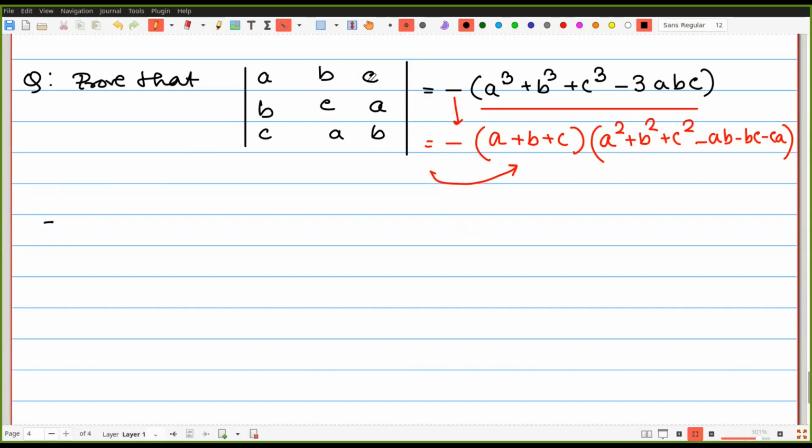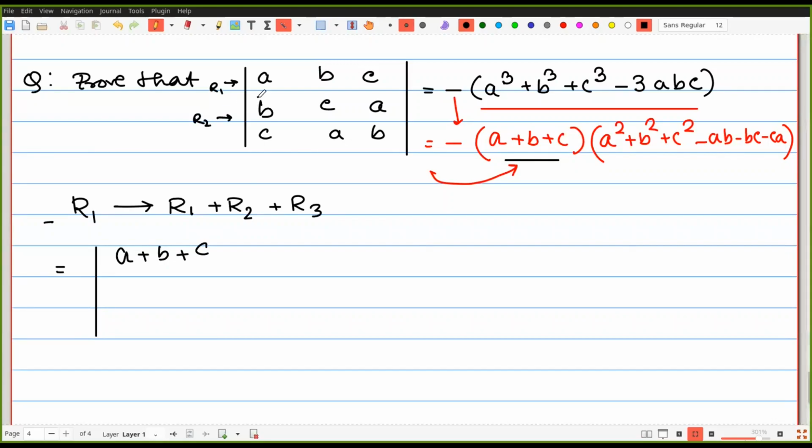a b c, b c a, c a b. So we can proceed in that way: if we consider row 1, we are using the property that a plus b plus c is a required thing. So if we consider row 1 as row 1 plus row 2 plus row 3, then what is happening? First column: a plus b plus c, that is row 1 plus row 2 plus row 3, a plus b plus c.